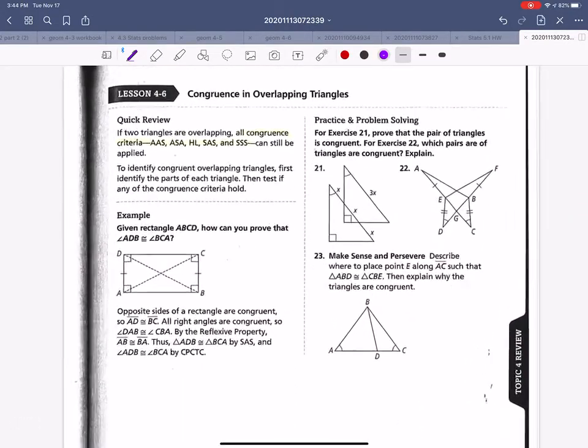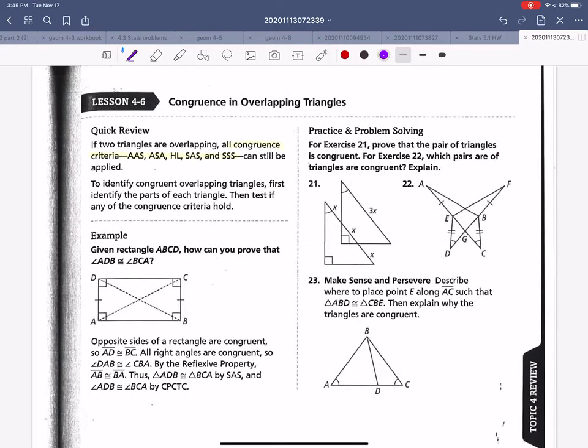So last one, lesson 4.6. We talked about any of these criteria would work. And so 4.6 makes it harder by overlapping. As a technique, we simply separate the two and copy over the information provided. So looking here, it's saying, given rectangle ABC, how do you go about proving angle ADB? So ADB, this angle, how do you prove this angle matches this angle?